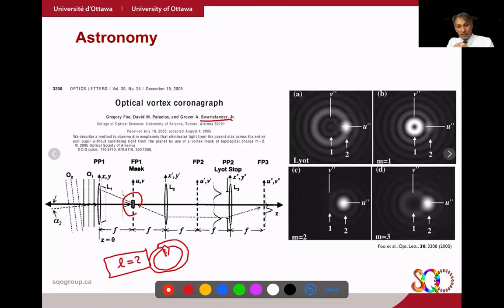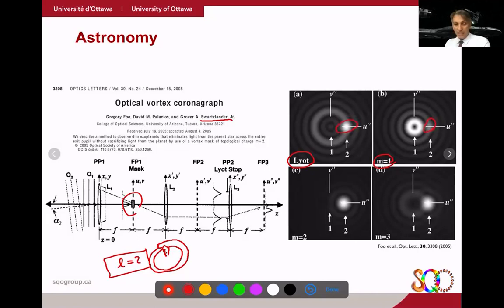So this is the experiment they did with this mask, which is a standard mask that people use in astronomy. They place m equal to 1, and they wanted to see what is happening with the spiral phase plate, which imparts orbital momentum of 1. You will see that this is the place where they are expecting to see, let's say, the planet or the object.